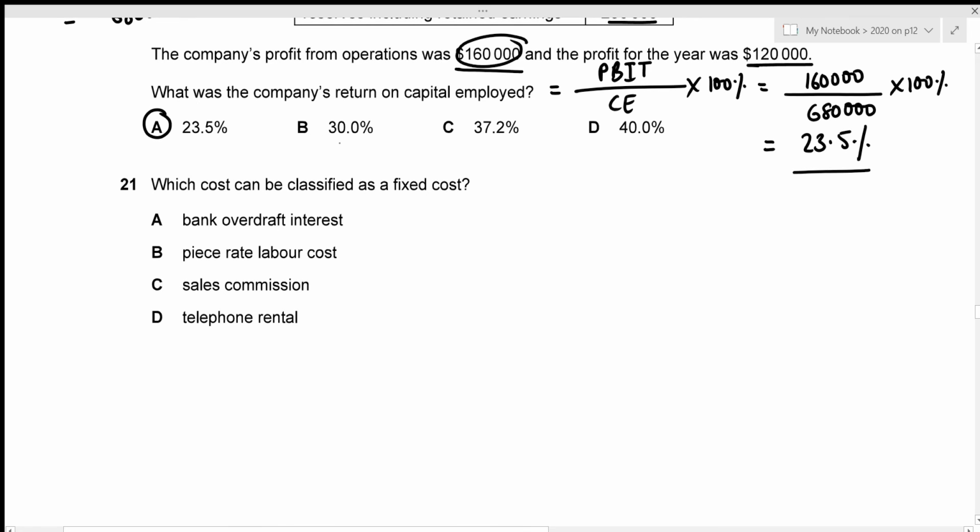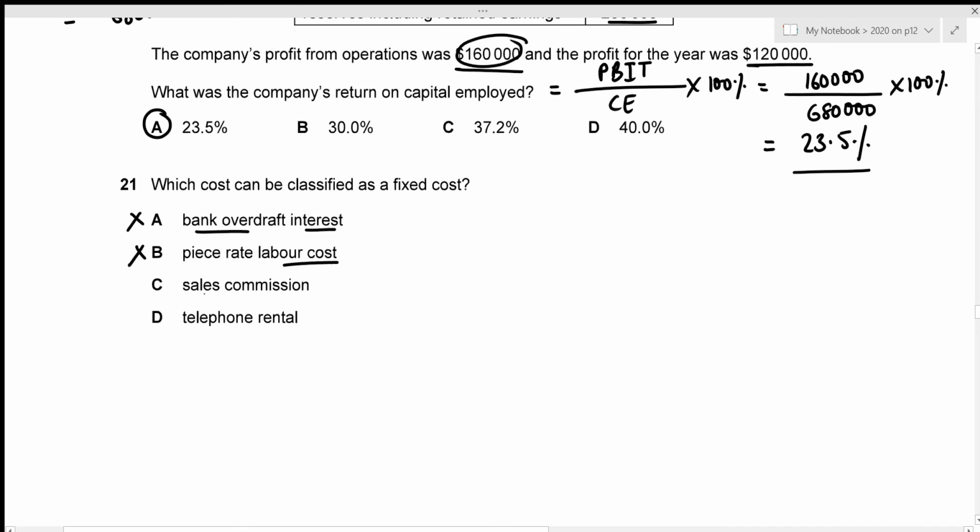Which cost can be classified as a fixed cost? So the first one is bank overdraft interest. So bank overdraft interest will vary according to the bank overdraft amount, right? So this cannot be classified as a fixed cost. This is incorrect. The second one is piece rate labor cost. So piece rate labor cost definitely depends on the amounts of goods or inventory produced. So obviously it is based on the number of units produced, which cannot be classified as a fixed cost. It is a variable cost, right? So this is incorrect as well.